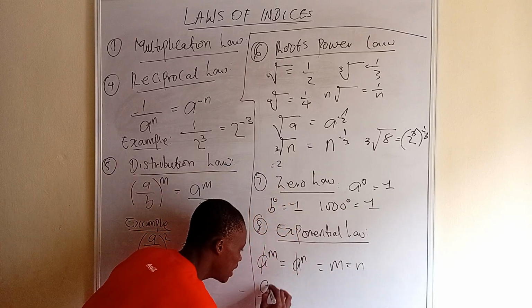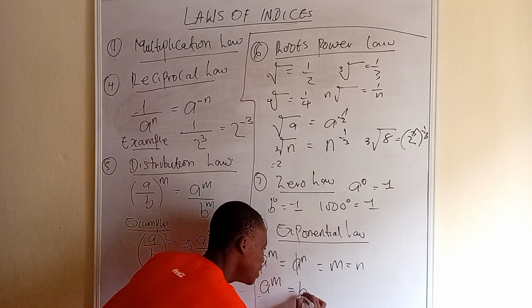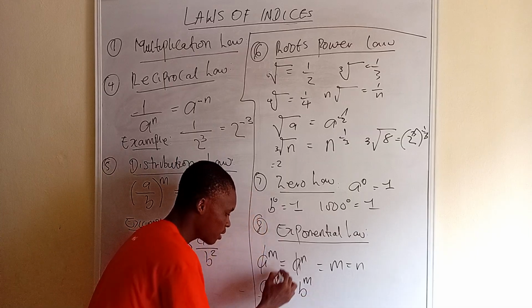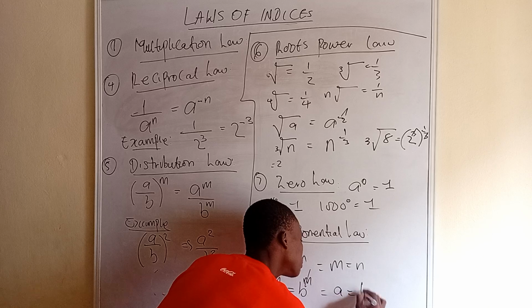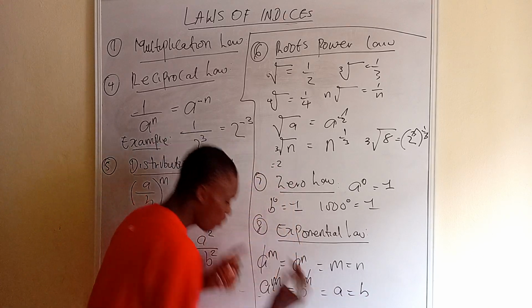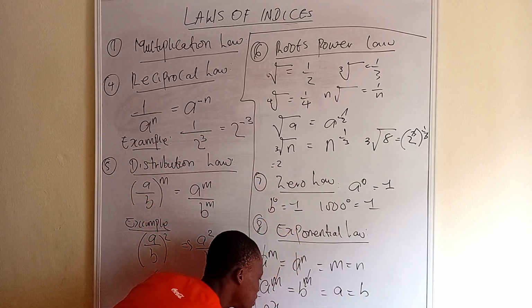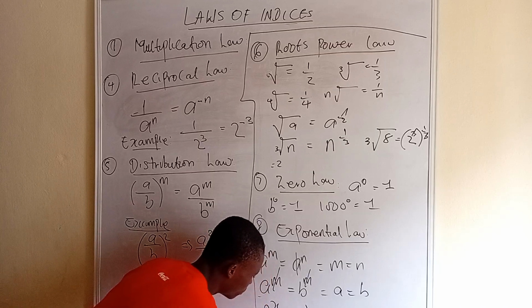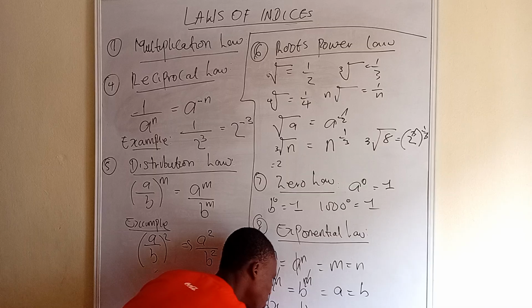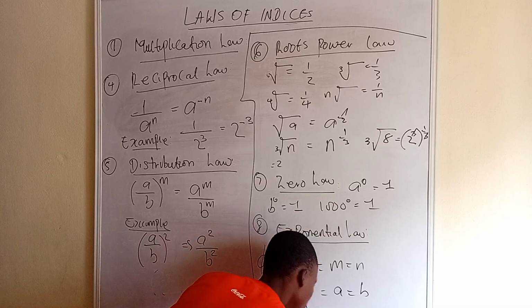If we have a to power m equals b to power m, they will cancel the power there, they are equal, so a equals b. So if we have 2 to power x equals 2 to power 1, these are the same, so the bases cancel and x equals 1.